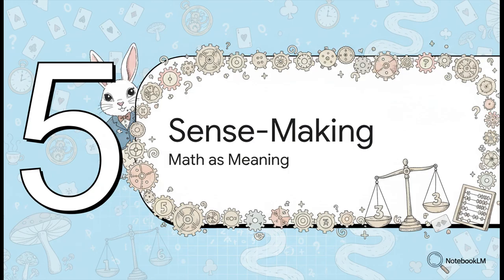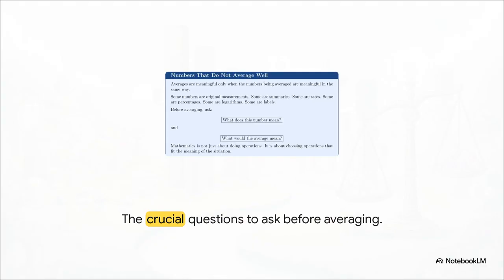Which leads us to our final section. Section 5, Math is sense-making. So what's the big takeaway? How do we protect ourselves from blindly crunching numbers that just don't average well? Well, before you do any math, before you even think about reaching for a calculator, you have to ask 2 critical questions. What does this number mean, and what would the average actually mean?